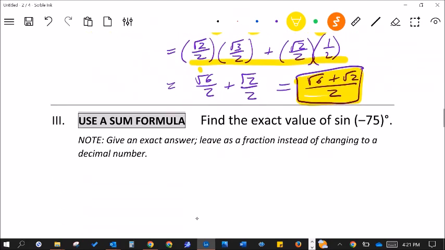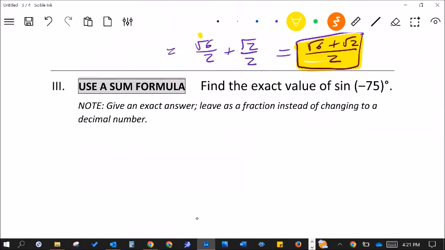Let's do it now with a negative. Find the exact value of the sine of negative 75. Okay, now, actually, this has been changed where this is difference.